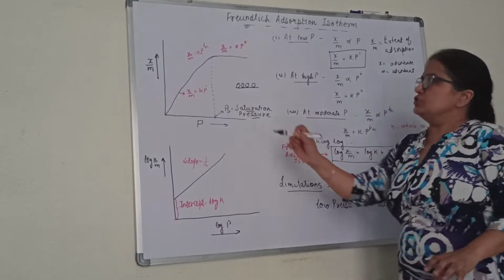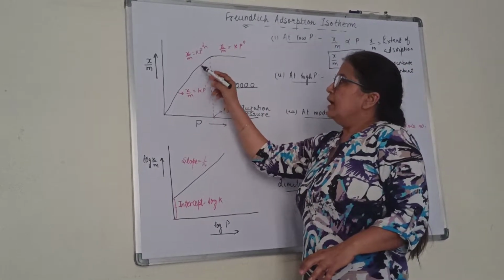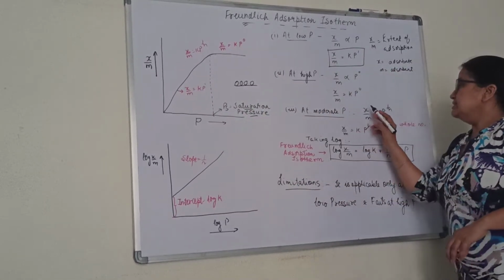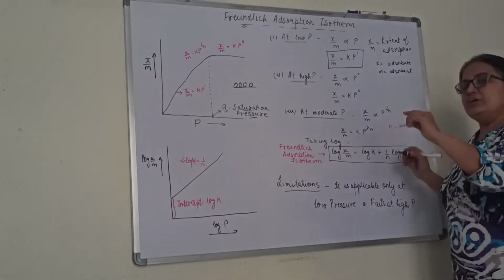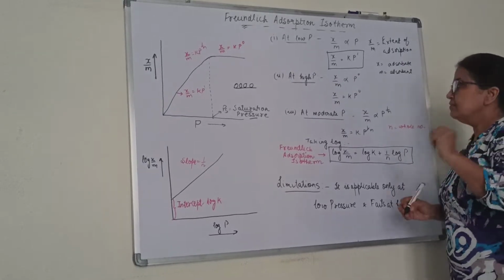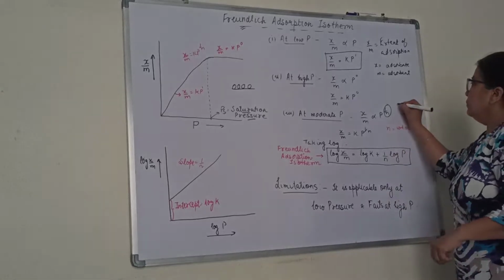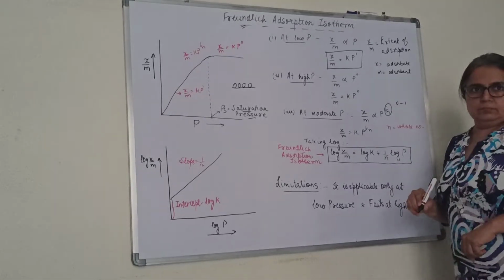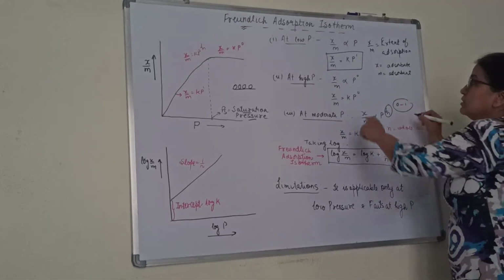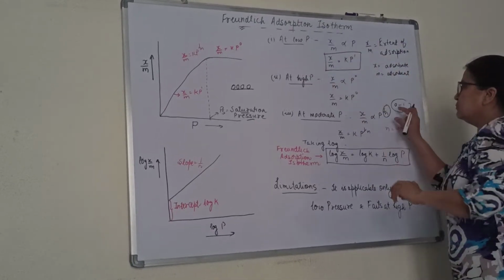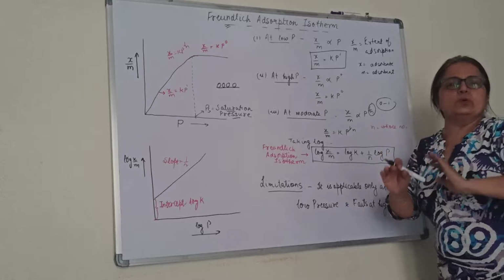At moderate pressure, that is somewhere here, I have written here also for you. At moderate pressure, x by m is proportional to p to the power 1 by n. Now what is that 1 by n? 1 by n is some value between 0 and 1. Because at high pressure it was 0, at low pressure it was 1. That means this is some fraction between 0 and 1.